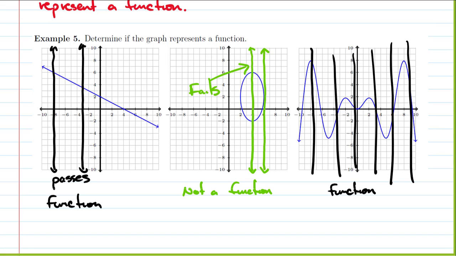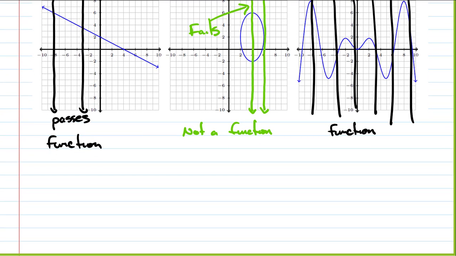So just be a little bit careful with that definition, because it says if there exists any vertical line that touches it more than once, it's not a function. All right, so the vertical line test has a cousin called the horizontal line test. And the horizontal line test is used to determine if a function is one-to-one.